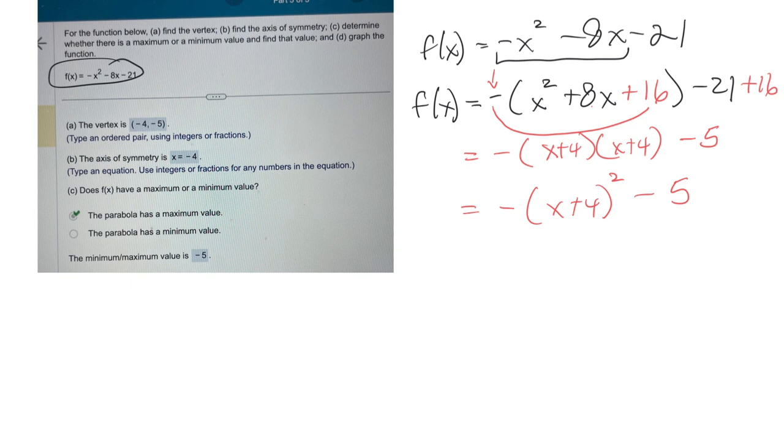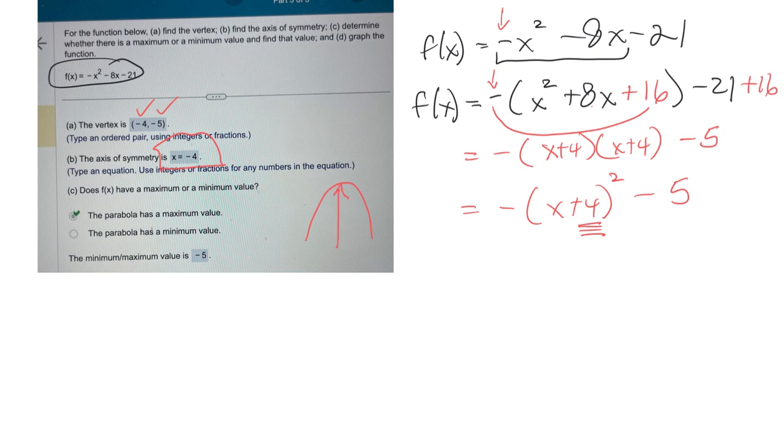So the vertex comes out to a negative 4, right? You have to change the sign. And a negative 5. So there it is. Axis of symmetry, done, perfect. So also, because of this minus, the parabola is upside down. And so it has a maximum value.